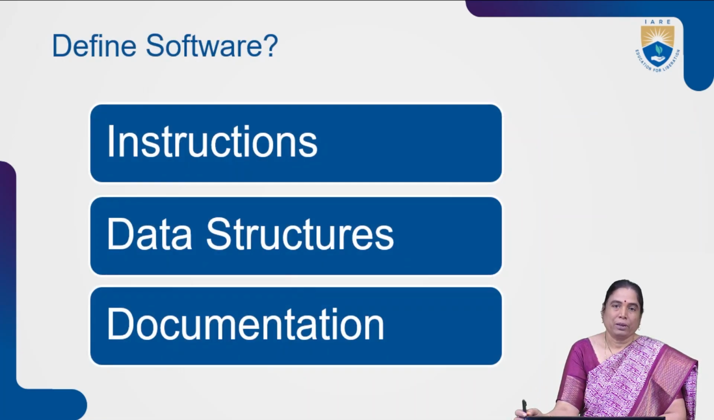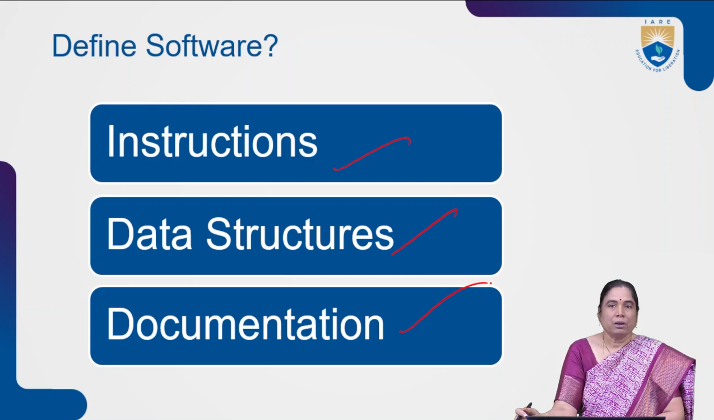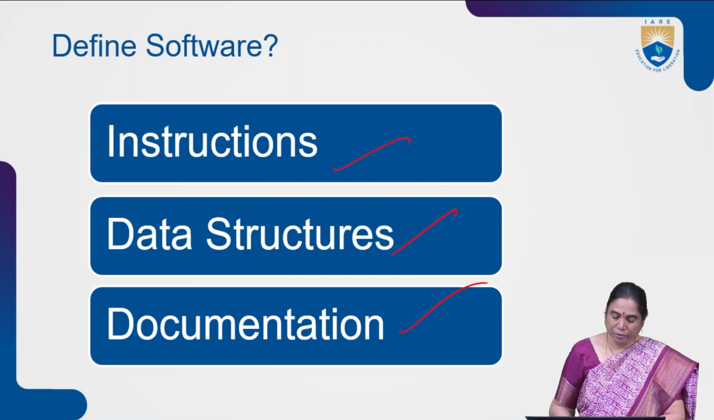Define the software. The software is considered as a collection of instructions, data structures, and documentation. It is not simply the programs that are related to solving a specific objective, but it is associated with the data upon which these programs must be operated and the necessary documentation.